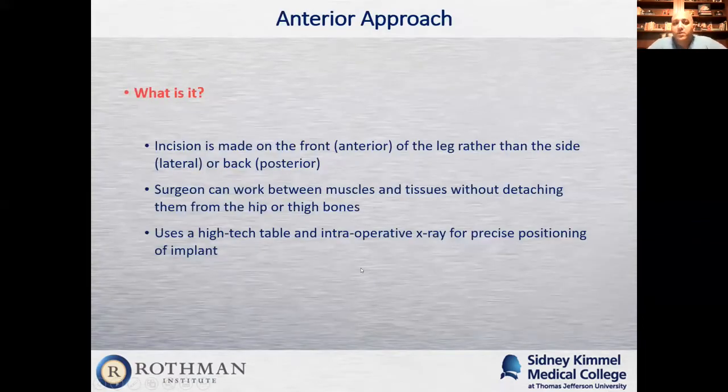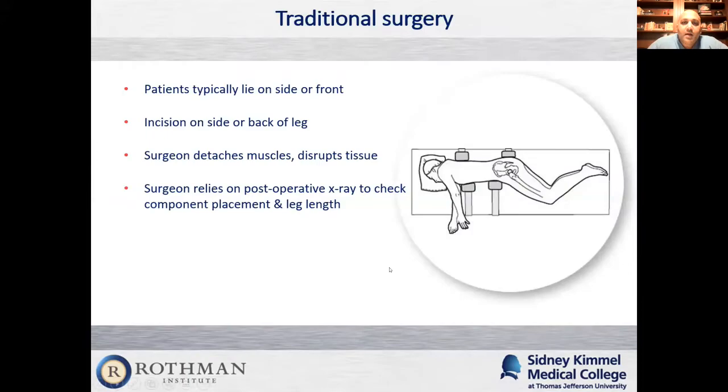So one thing that we do at Capitol Health pretty commonly is called an anterior approach. Most people, if they have a hip replacement, or know people that have, classically, a lot of the incisions will be on the back or the side of the leg. With the anterior approach, we can do the incision in the front of the leg, and we can work between muscles and tissues without detaching them from the hip or thigh bone. So the hope is that it might lead to a slightly faster recovery.